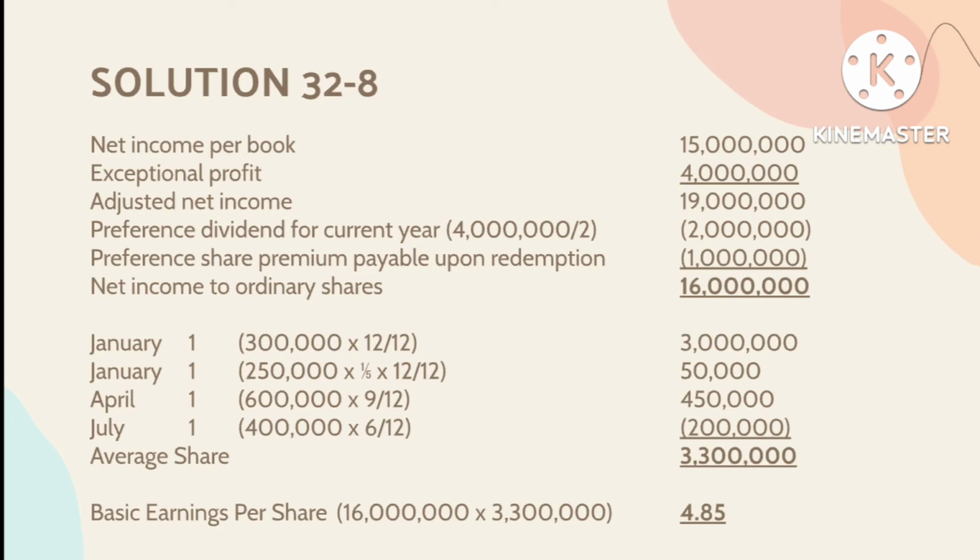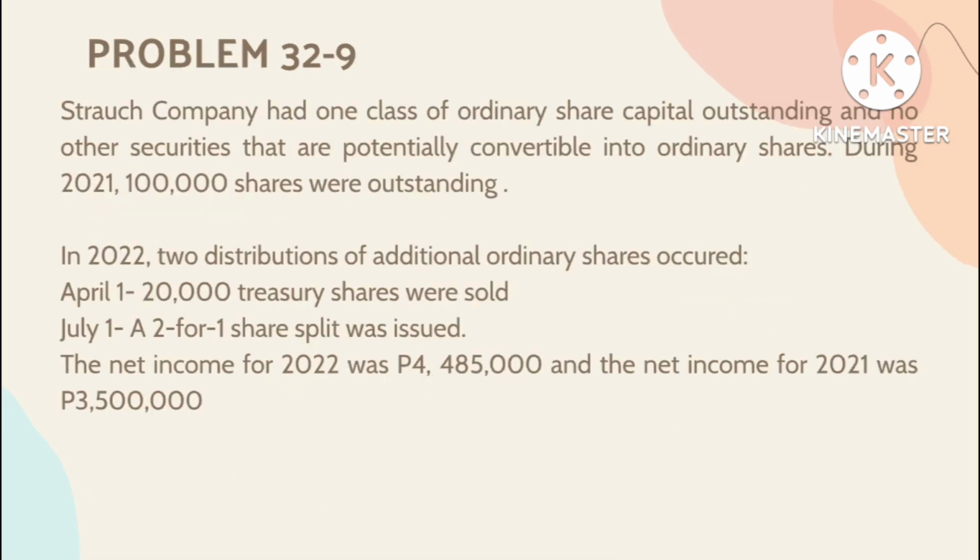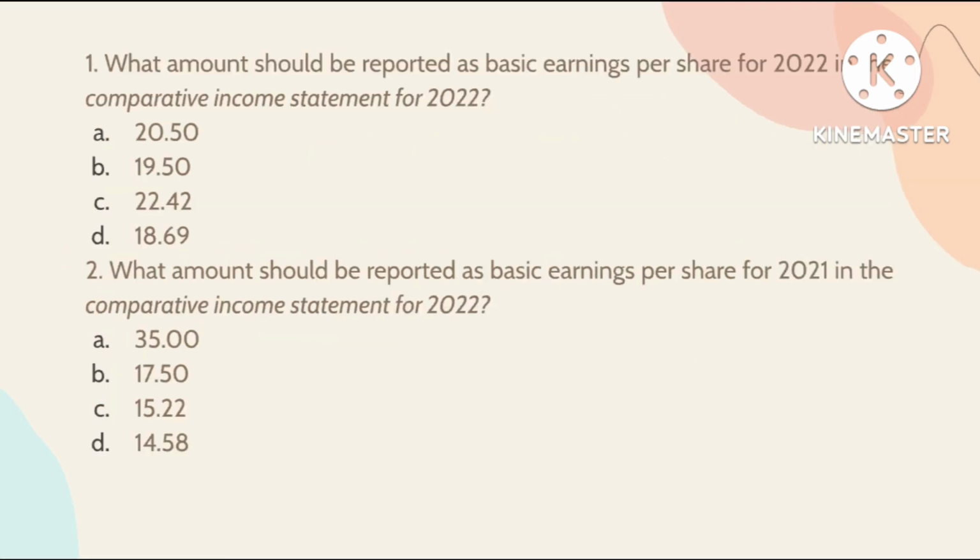Hello, Miss Angelica Paglinawan. Problem 32-9: Stretch Company had one class of ordinary share capital outstanding and no other securities that are potentially convertible into ordinary shares. During 2021, 100,000 shares were outstanding. Question number 1, what amount should be reported as basic earnings per share for 2022 in the comparative income statement for 2022? And question number 2, what amount should be reported as basic earnings per share for 2021 in the comparative income statement for 2022?